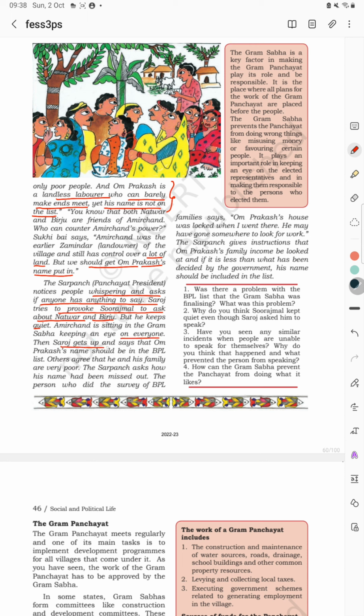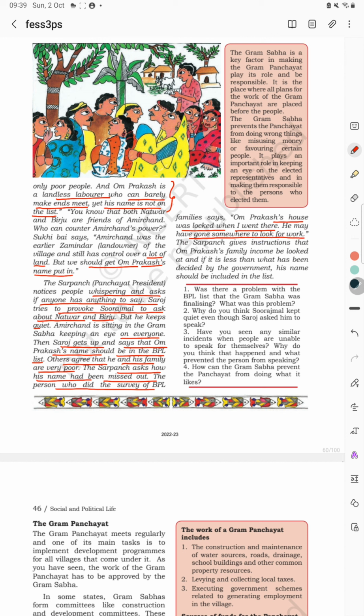Then Saroj gets up and says that Om Prakash's name should be in the BPL list. Yes, he is poor, he is a landless laborer, he can barely survive, so his name should be in the BPL list. Others agree that he and his family are very poor. The Sarpanch asks how his name had been missed out. The person who did the survey of BPL families says Om Prakash's house was locked when I went there. He may have gone somewhere to look for work.